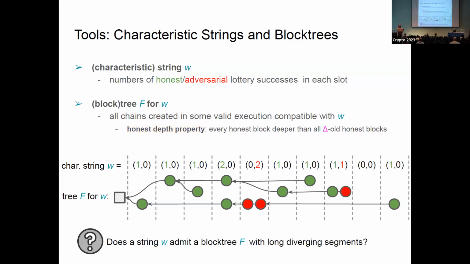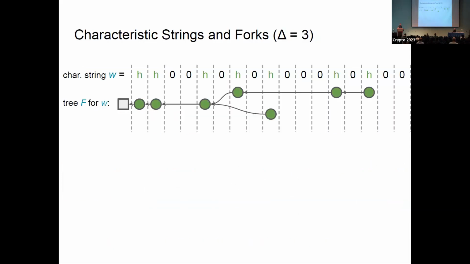So to be able to argue about settlement, we need to be able to answer the following question. Does such a string, describing the outcomes of the lottery, admit a block tree with long diverging segments? Because such long diverging segments basically prevent settlement, because it's not clear which of the chains is going to be the actual ledger in the end. Let's look at some examples.